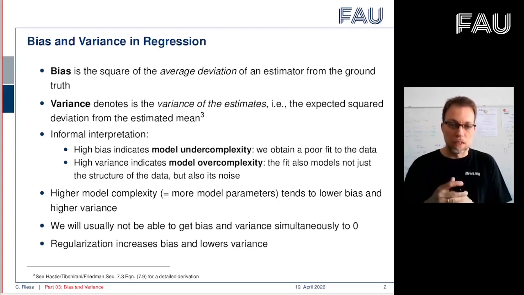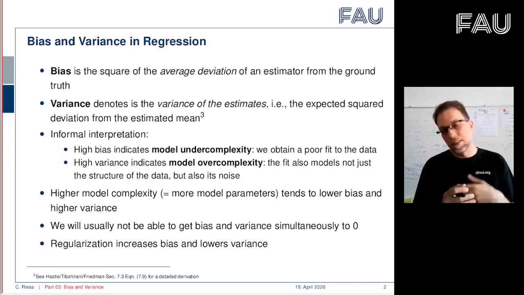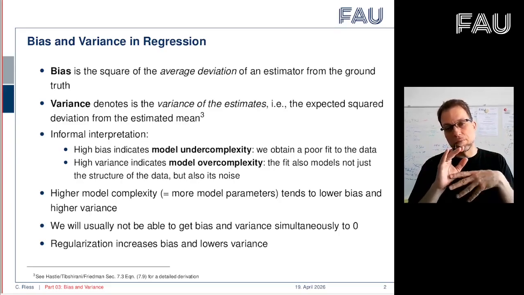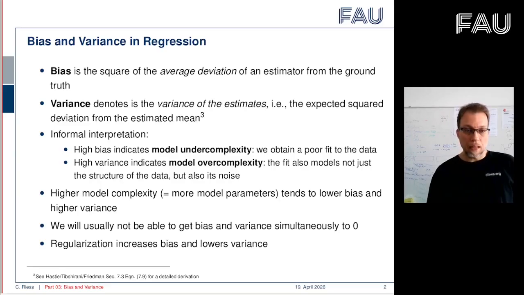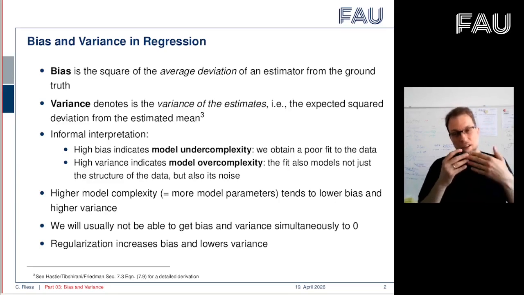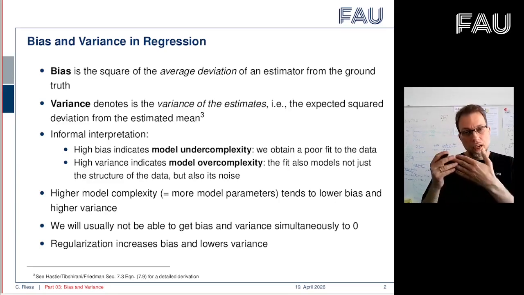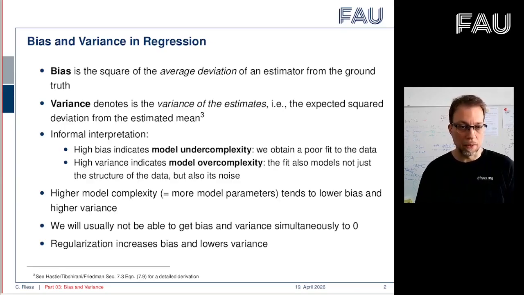The fit also models not just the structure of the data, but also the noise of the data, and noise in a very broad sense. All types of data inaccuracies and sampling randomness also, which strictly speaking is not noise, but a higher model complexity. So more model parameters, by tendency, lower the bias and lead to a higher variance. And we will usually not be able to get bias and variance simultaneously to 0.